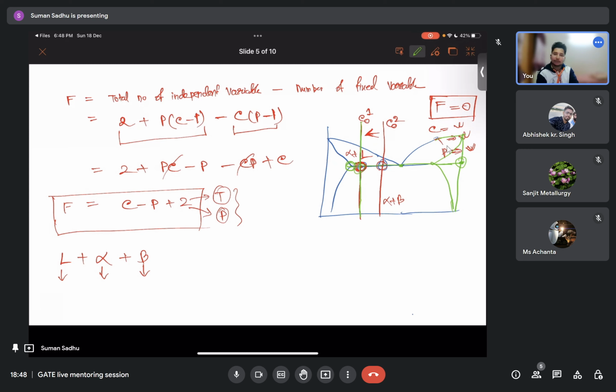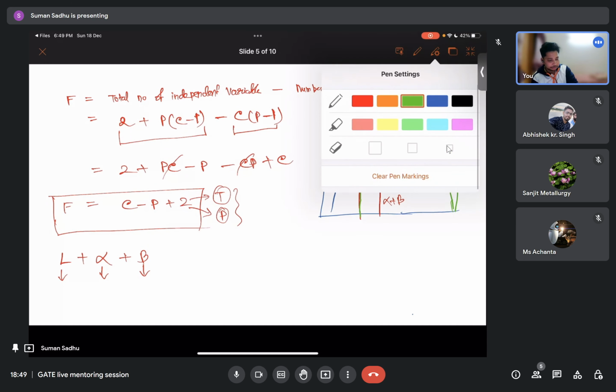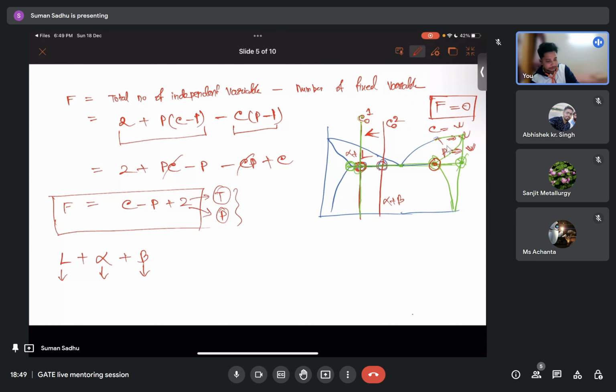Lever rule, tie line, this is a tie line, this is your average composition. Composition of alpha will be given by this composition, and composition of beta will be given by this composition, right? Not this one, this one. So composition of beta will be given by this composition, and composition of alpha will be given by this composition. Lever rule you know, right?